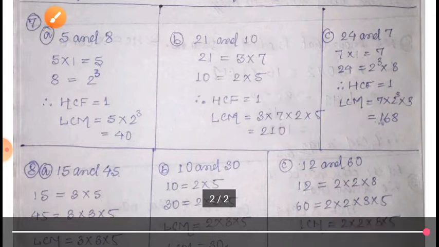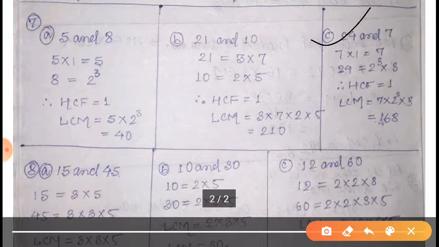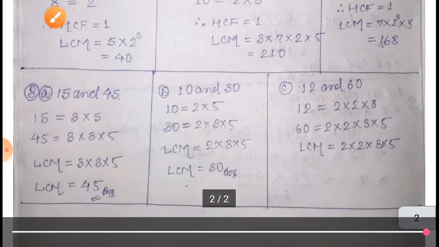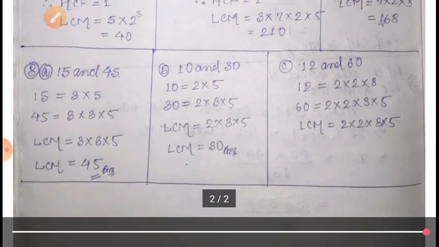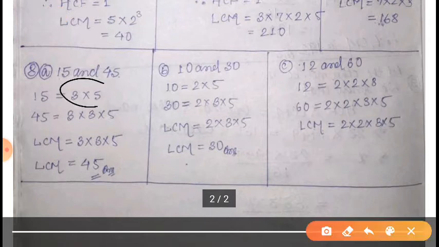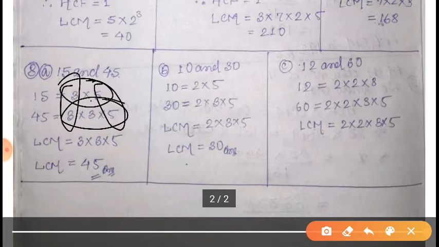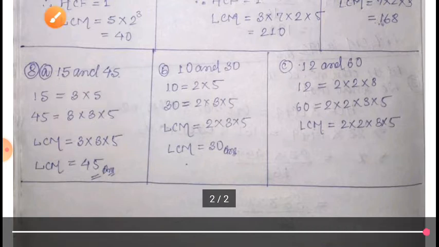After that, question number 3 is also the same, as you can see here. You practice it at home, as I have done here. Now next is question number 8. The question is also the same: find the LCM of the given numbers orally. For 15, we can write 3 into 5. For 45, we can write 3 into 3 into 5. When you find the LCM, this one is the same, and this one is single, so we can write 3 into 3 into 5, which is 45. I hope you are understanding this.